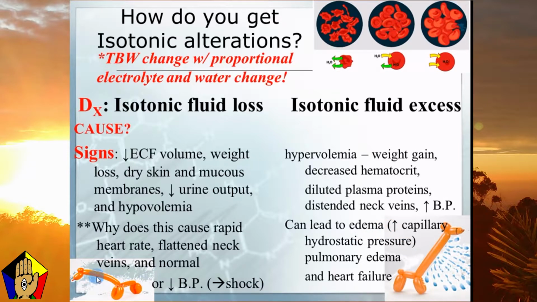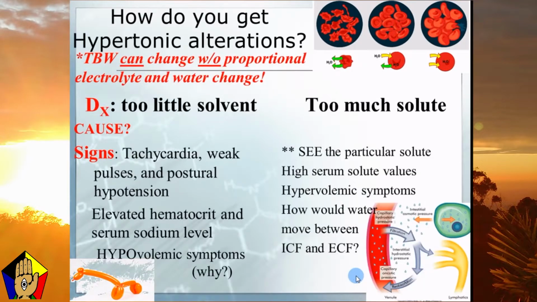So I put these little giraffe balloons in here as an example, but in somebody with isotonic fluid loss, you would see signs of like low pressure, flattened neck veins. Here, with fluid excess, you're going to see lots of leakiness. So they're going to have high blood pressure, they're going to have edema because all this extra fluid is leaking out and going into the tissues. Right? They might actually lead to heart failure. So too much fluid, too much pressure, the heart's pumping too hard, and it might just actually stop. So those are some of the signs and symptoms you might want to look for.